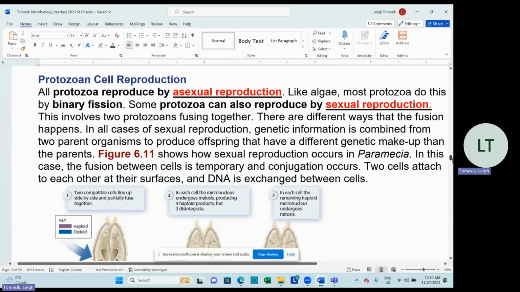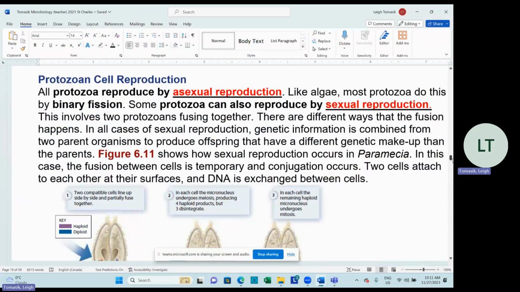How do protists reproduce? Sorry, how do protozoans reproduce? Protozoa reproduce by asexual reproduction. Like algae, most protozoa do this by binary fission or mitosis. Some protozoa can also reproduce by sexual reproduction. This involves two protozoans fusing together, and there are different ways that the fusion happens. In the case of sexual reproduction, genetic information is combined from the two parent organisms to produce offspring that have a different genetic makeup than the parents.